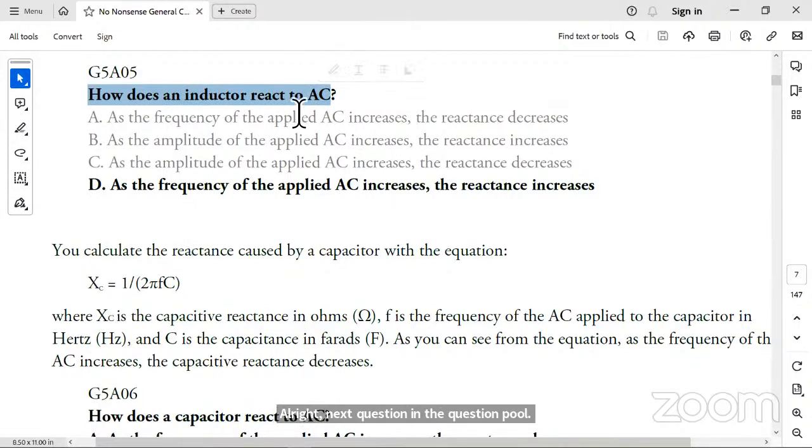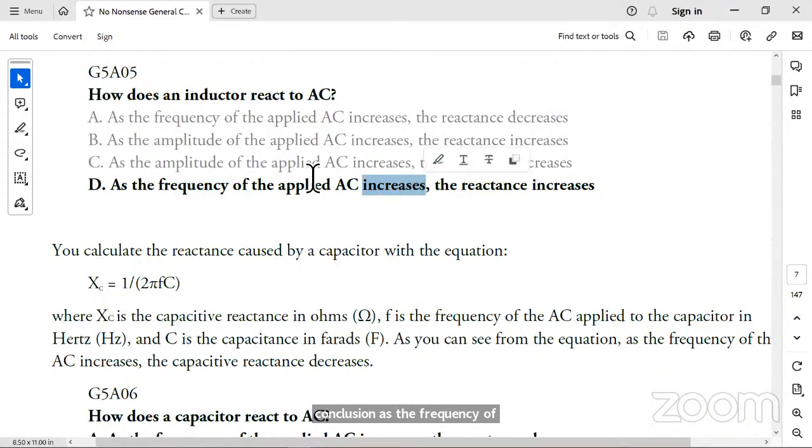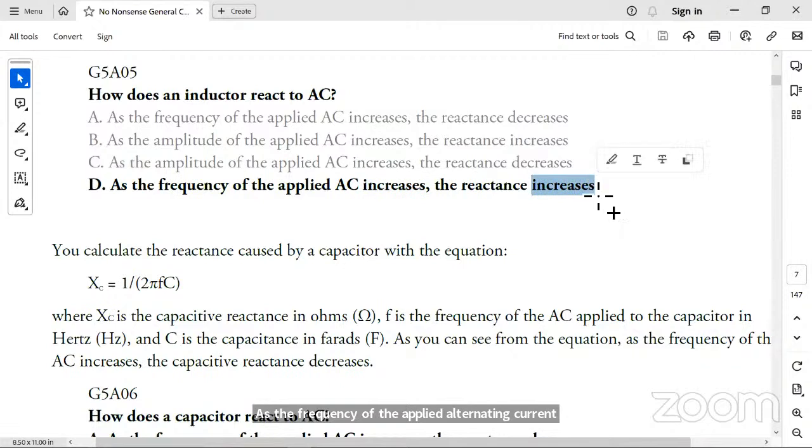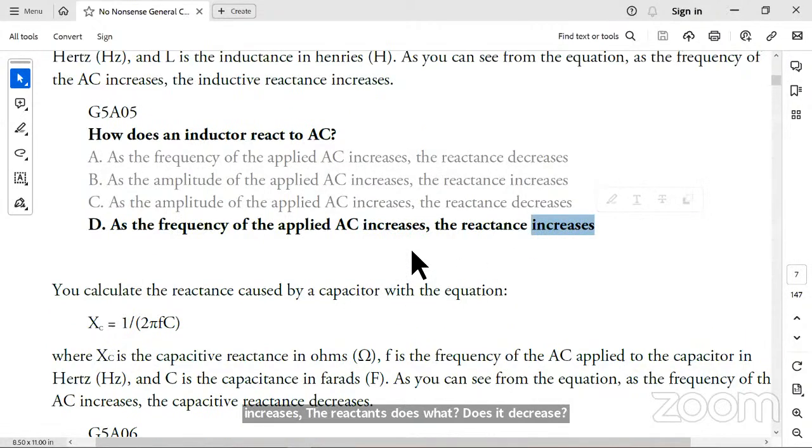How does an inductor react to AC? That's why we looked at the inductive reactance formula, to see what happens to the reactance if we change frequency. That's why we did a little exercise. But this is the conclusion. As the frequency of the applied AC increases, and AC again is alternating current, not air conditioning, the reactance does what? Does it decrease? No, it increases. How do we know that? Because of the formula that we used, 2 pi FL. XL is equal to that.